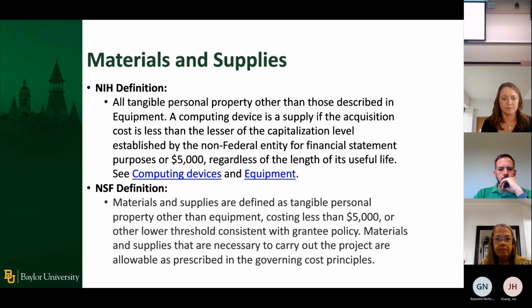And I should note, computers are tricky. Typically, computers fall under materials and supplies. They are allowable, but under certain circumstances. If you have an entire computer lab at your disposal, then you can't buy a laptop just because you want to buy a laptop.